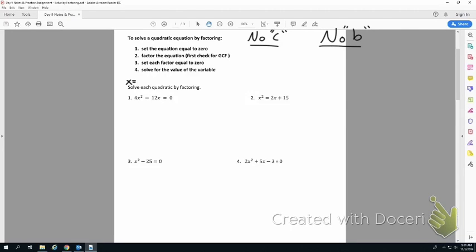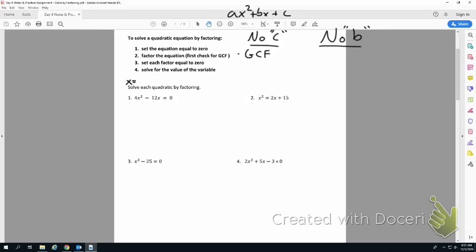Now the first one, looking at number 1, that no C, no B situation, that's all based off of the ax squared plus bx plus c. On number 1, what term am I missing, the b or the c? The c. Whenever you don't have the c value, all you have to look for is the greatest common factor, and you're done. What is the greatest common factor between 4x squared and negative 12x?